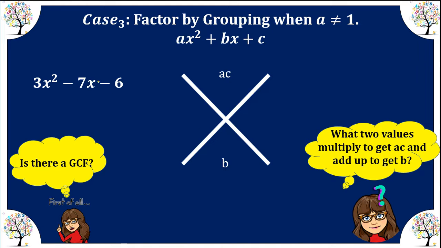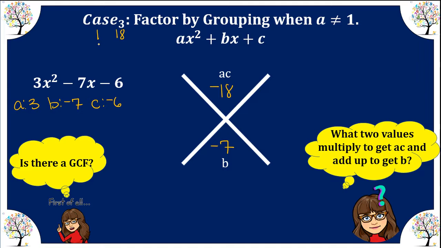3x squared minus 7x minus 6. There's no GCF. Our a value is 3. Our b value is negative 7. And our c value is negative 6. In our graphic organizer, we have negative 18. Our b value is negative 7. Let's take a look at 18.